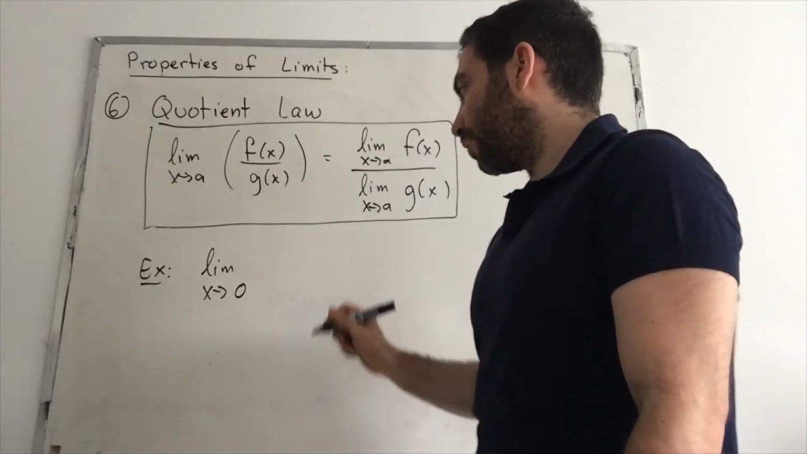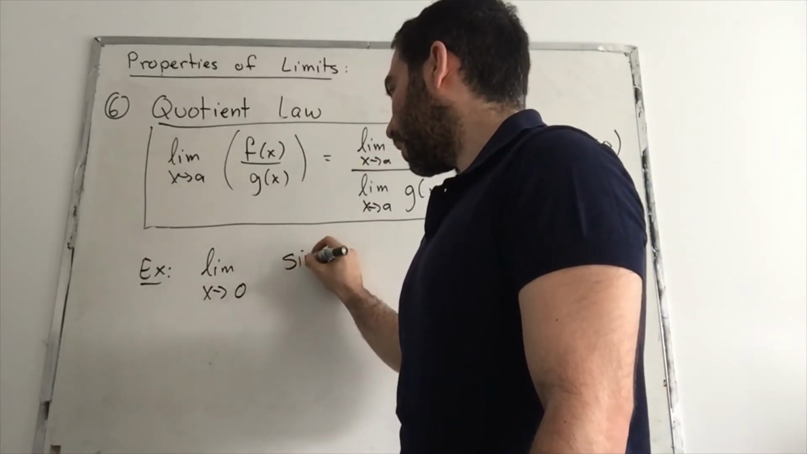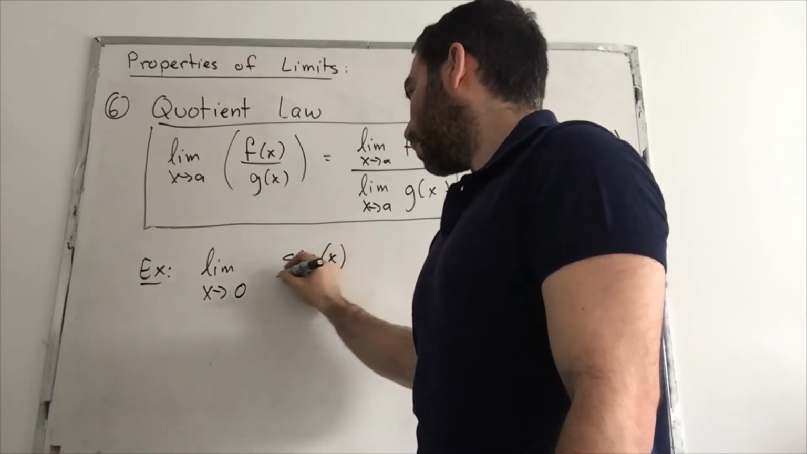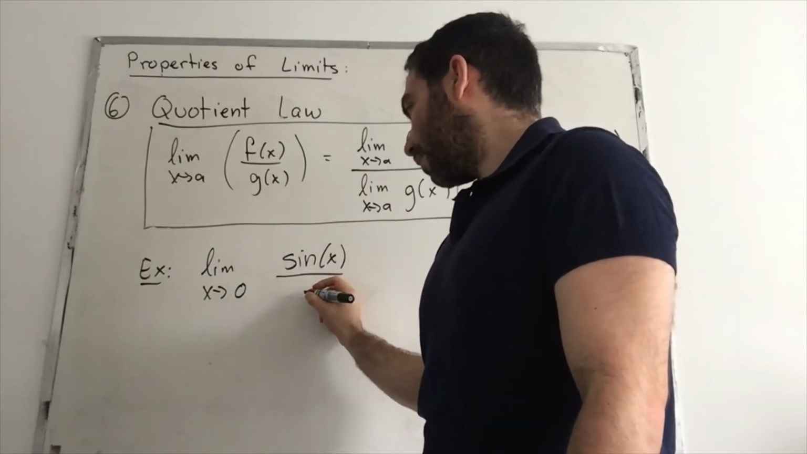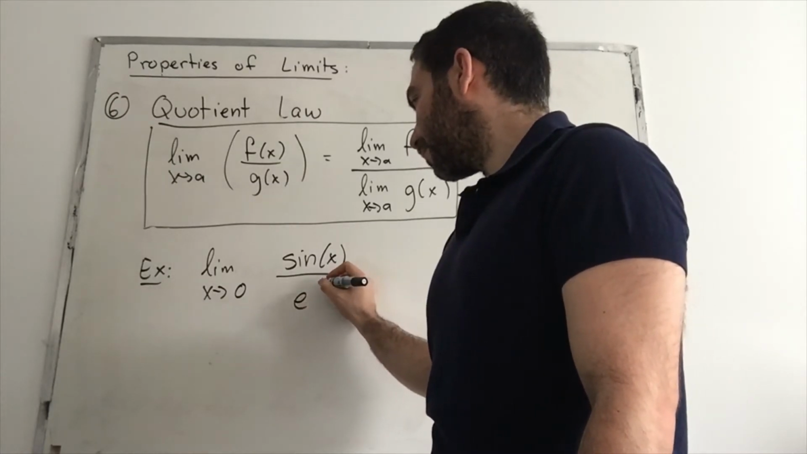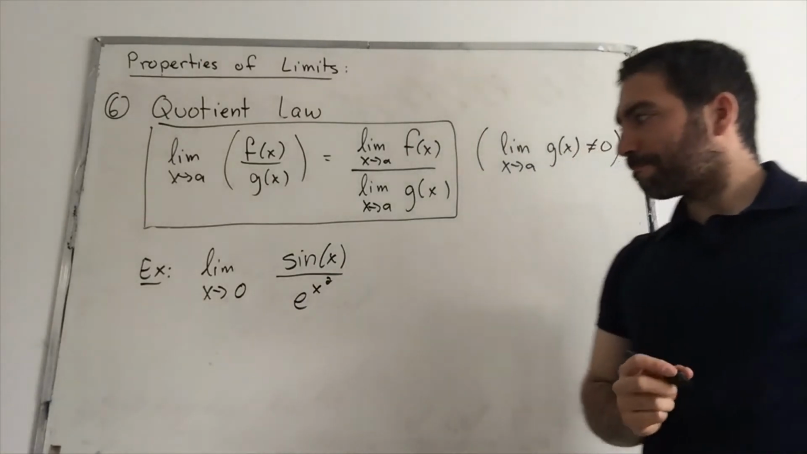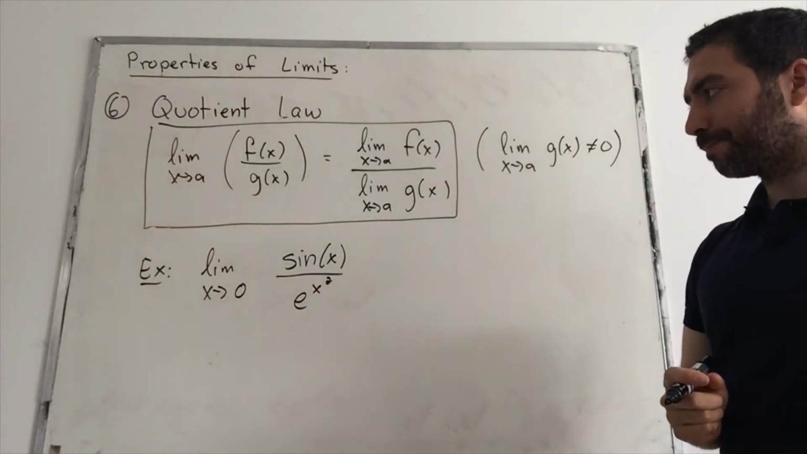Zero. Let's change it. Limit as x approaches 0 of, let's do sine of x over, let's bring back e to the x. e to the x squared. Let's make it complicated. Okay.